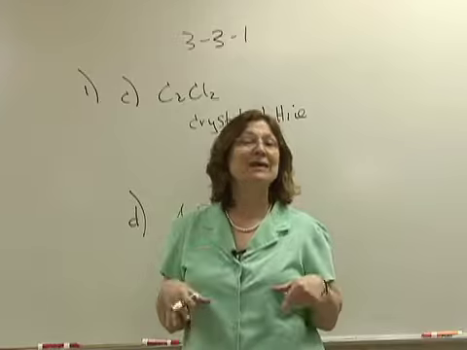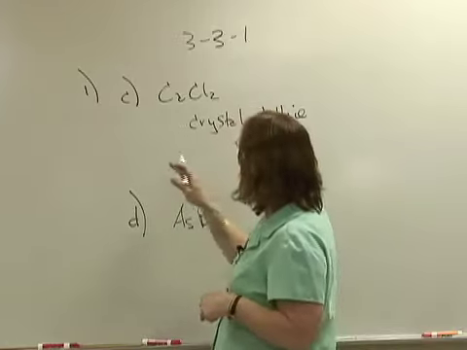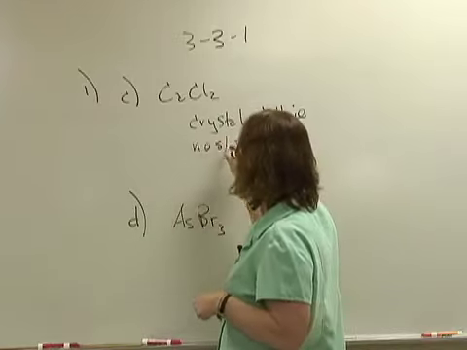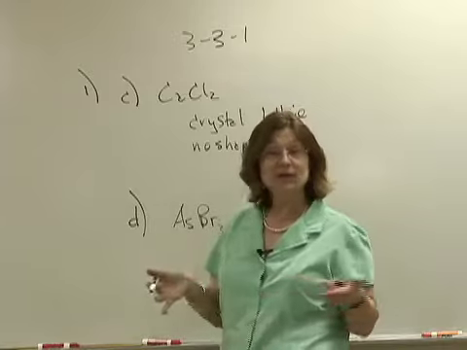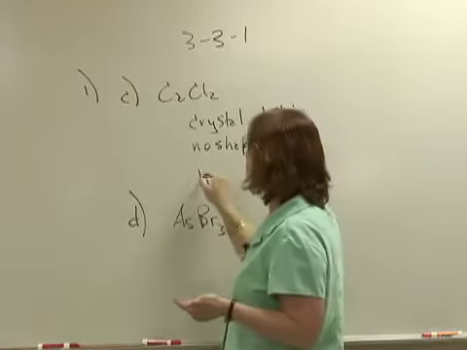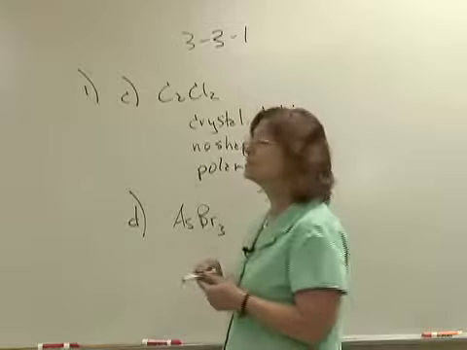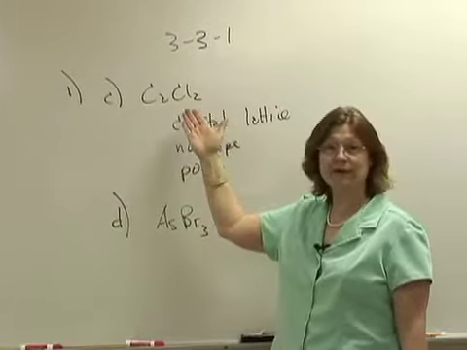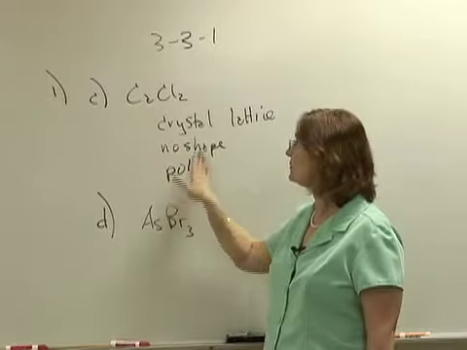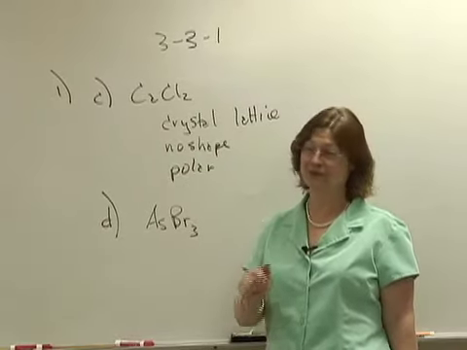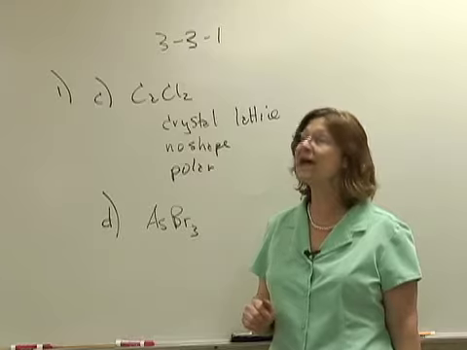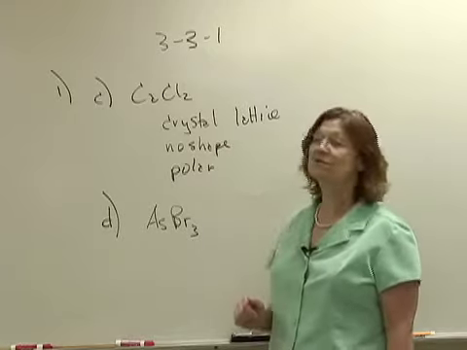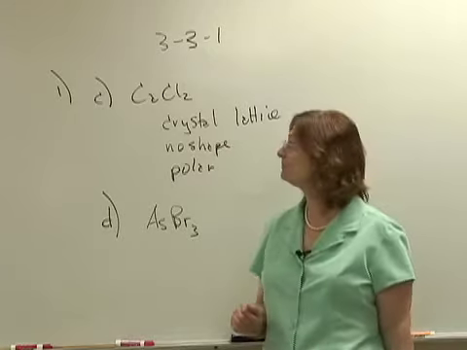And they have cubic lattices. And there is no shape as far as molecular shapes go. However, it is polar because it is composed of a positive calcium and a negative chlorine. And therefore it is polar, but there is no shape. So you need to pay particularly close attention to that and catch those if you see them sneaking in.